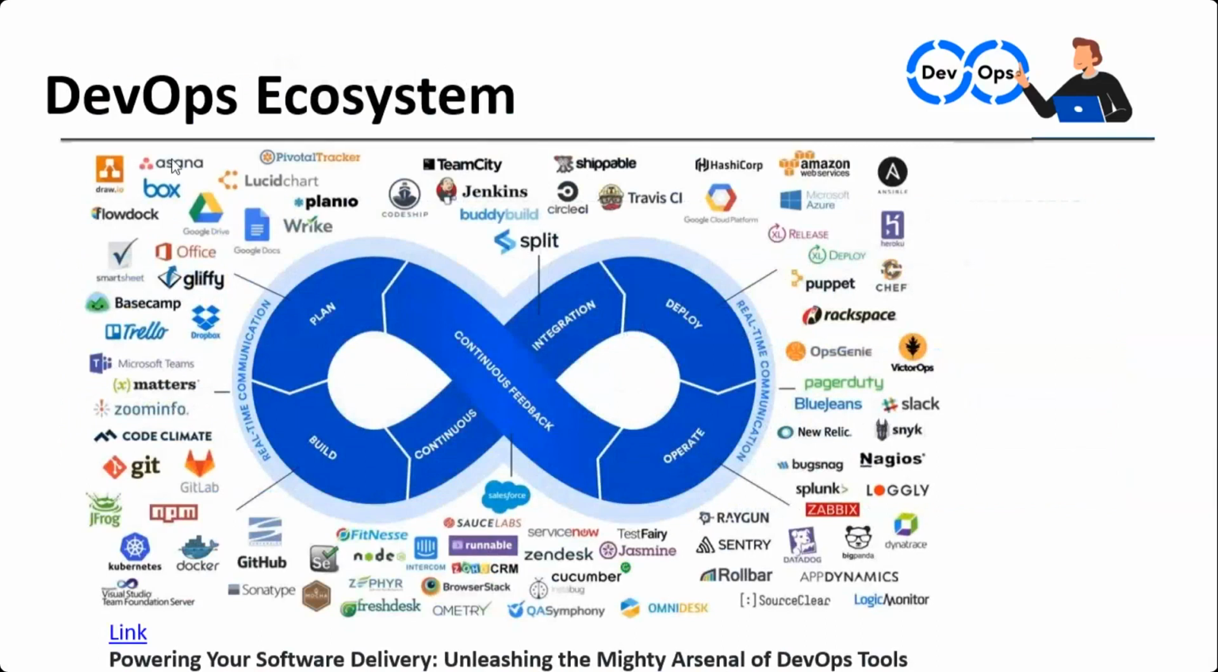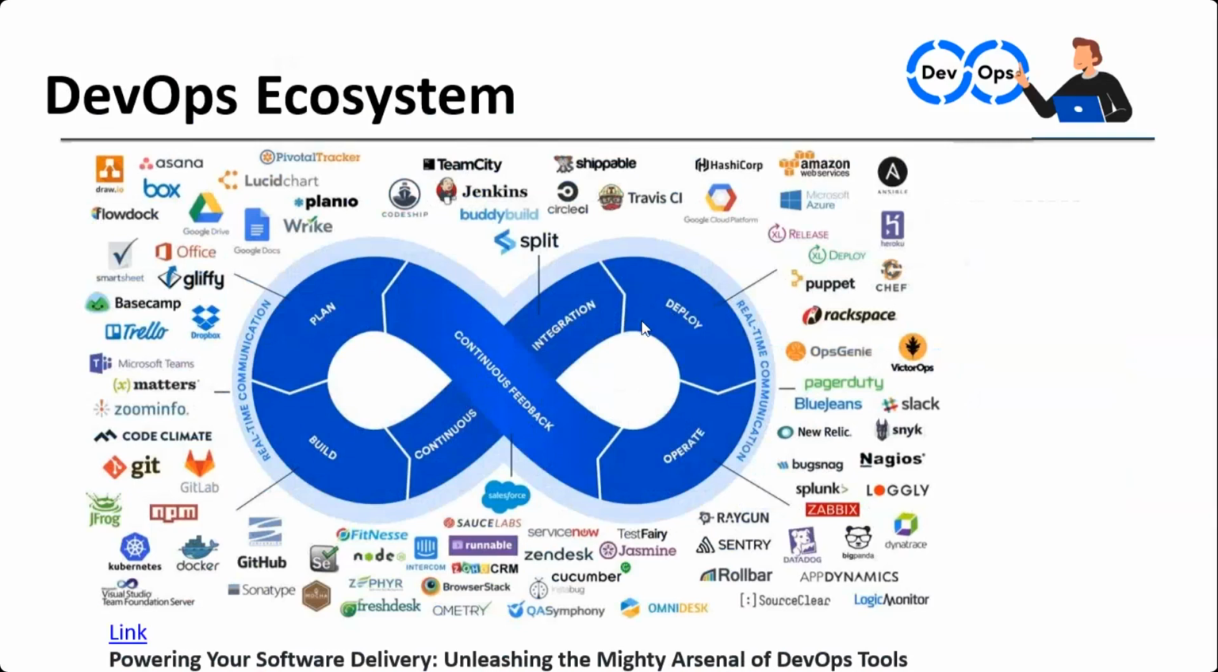So these are the tools, or what we call the DevOps ecosystem. It highlights the continuous nature of development, starting from planning, continuous feedback, operation, deploy, continuous integration, and build. It also shows the tools involved in each of the phases. They facilitate each stage, ensuring a reliable, collaborative process.